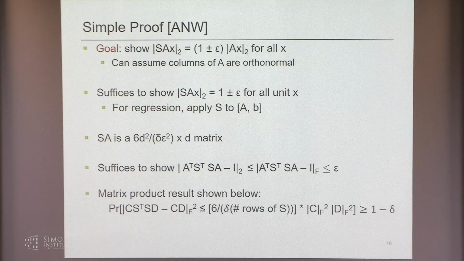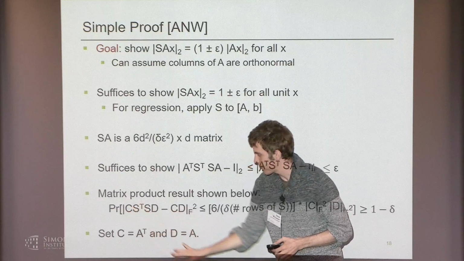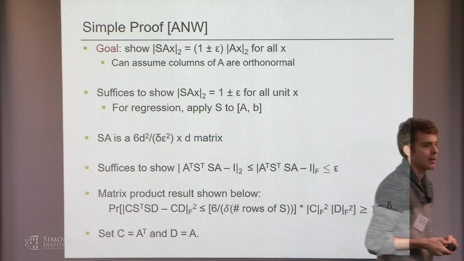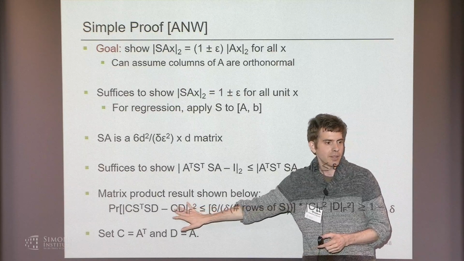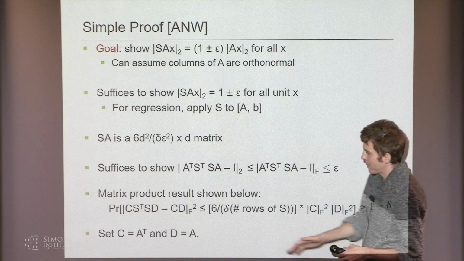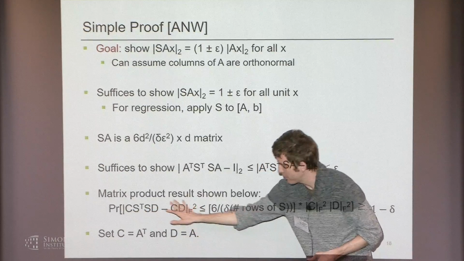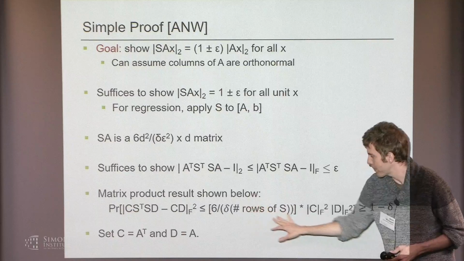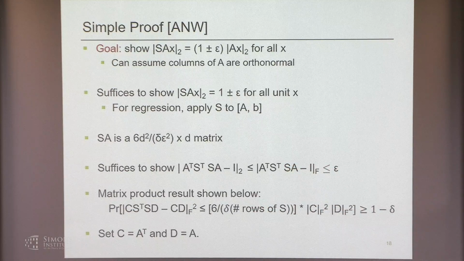Okay, so here's the proof. If we have this matrix product result, set C to be A transpose and D to be A. Now remember, A has orthonormal columns. So what is C times D? That's just the identity. And what do we get? We get the Frobenius norm squared of A transpose S transpose S A minus the identity is at most something. That's exactly of the form that we would like in order to show a subspace embedding.